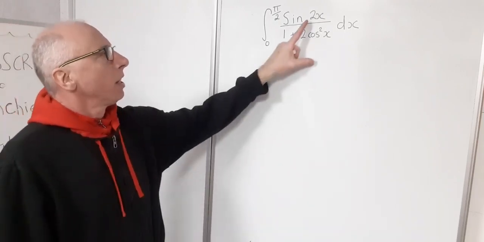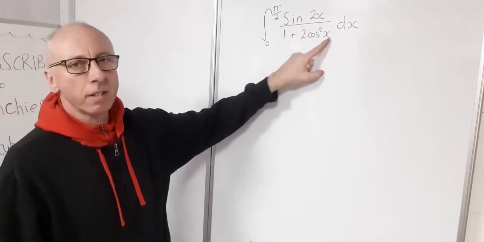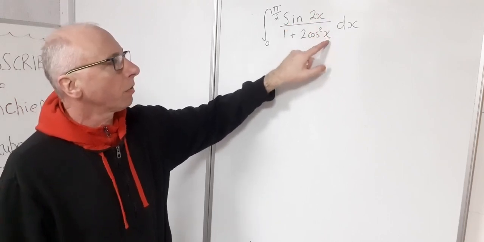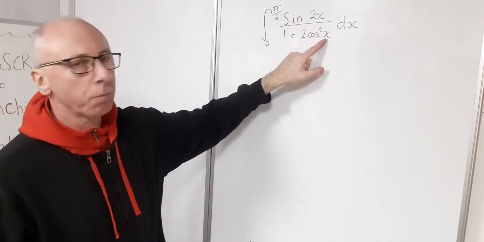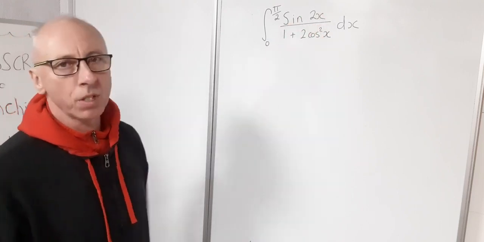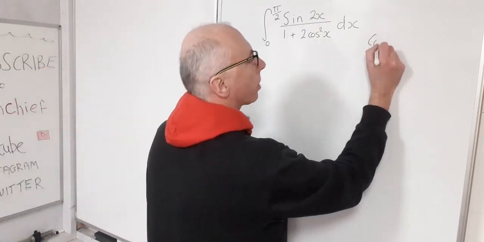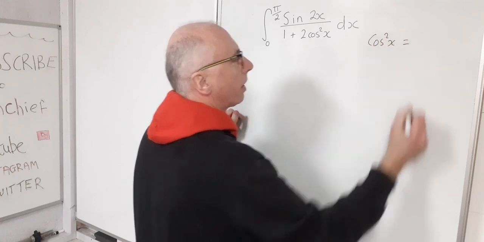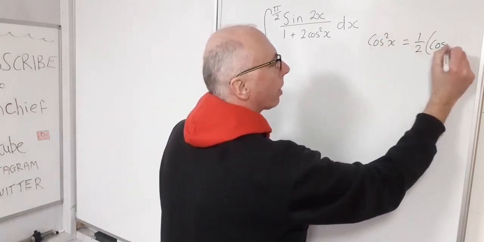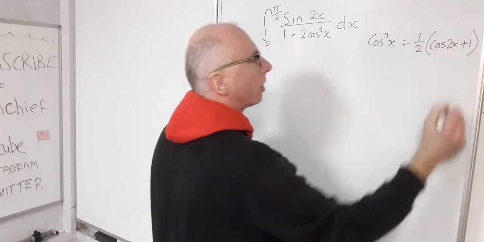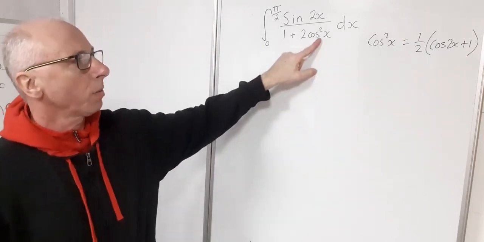Okay, so first problem here we've got is sine of 2x and cosine squared of x. So our inputs are different. We've got x and 2x. So we need to find a trig identity for either this one or this one, so the inputs are both the same. Now there is one for cosine squared of x, and that is cosine squared of x equals 1/2 of cosine of 2x plus 1.